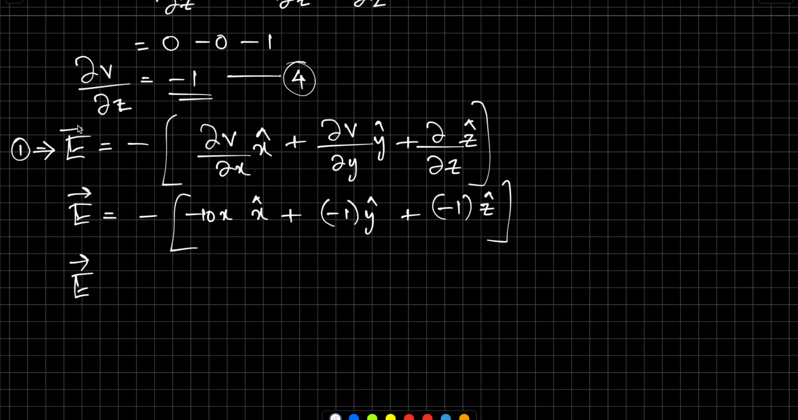Electric field vector: multiply the negative sign into the bracket. Minus into minus 10x gives plus 10x x cap, minus into minus gives plus y cap, minus into minus gives plus z cap.